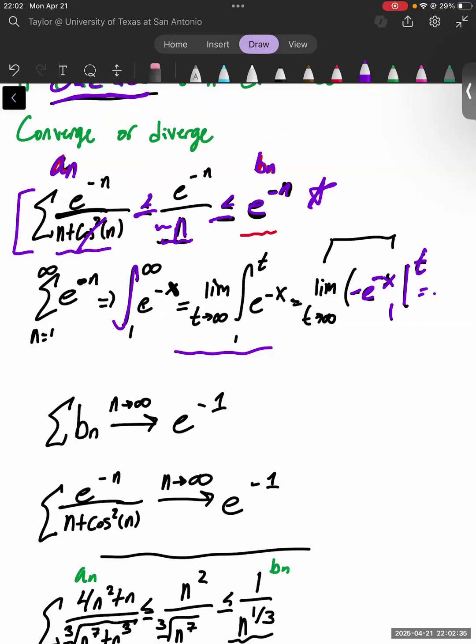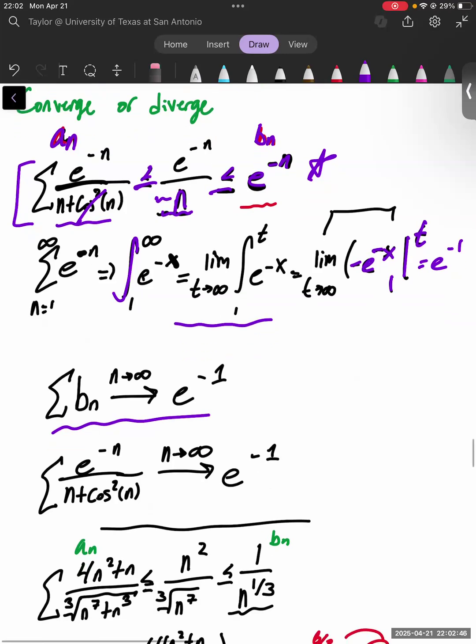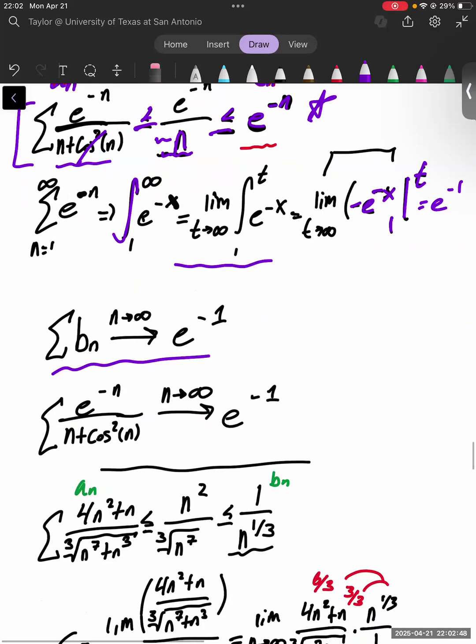And this equals e to the negative 1. So what I see is that b converges to... I'm sorry, b converges to e to the negative 1. Therefore, our original expression, e to the negative n over n plus n squared cosine squared n, converges to e to the negative 1.